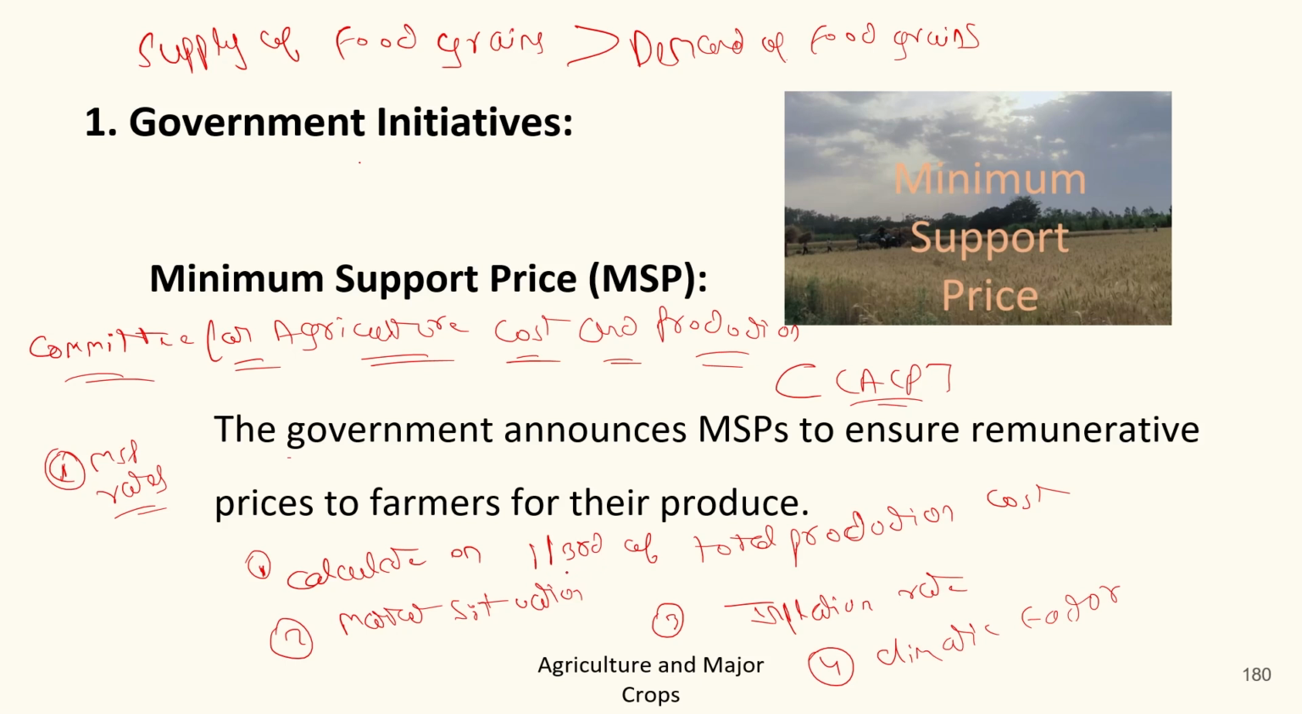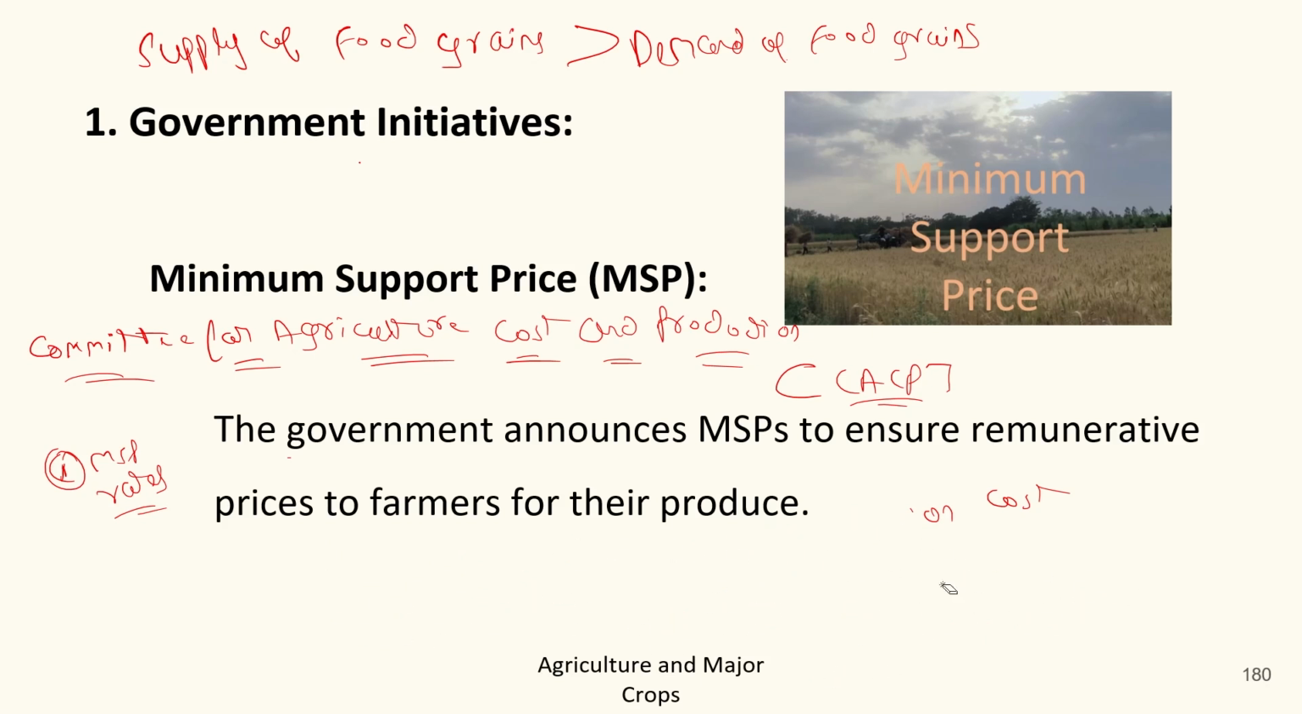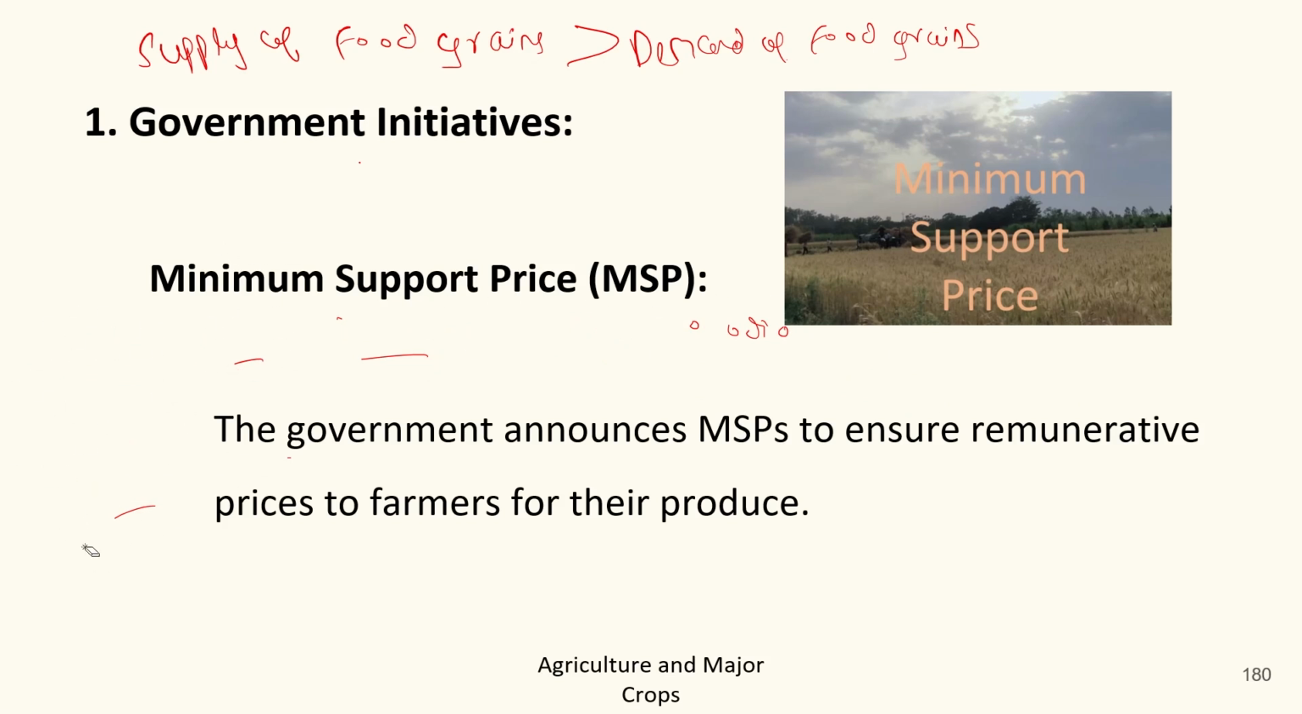It is calculated on 1/3 of total production cost, then the market situation, where there is an excess or a shortage of goods. Second, the inflation rate. If the inflation rate is already high, the minimum support price will be lowered so that people can easily purchase their food. And the climatic factor helps the government decide whether the farmers should receive a high payment because most of their crops got damaged, or a fair amount because there were no harsh conditions. That's how the MSP is decided, and a total of 22 crops are covered under MSP.